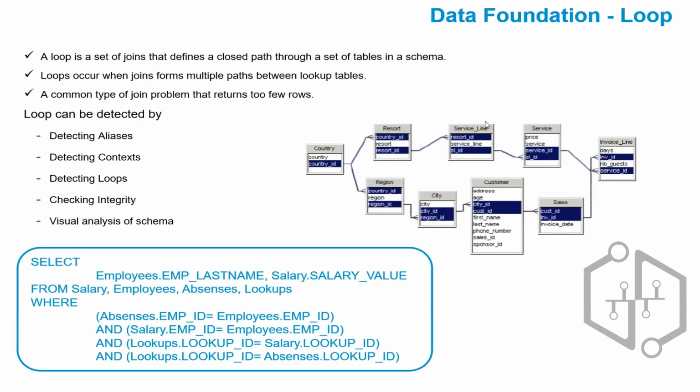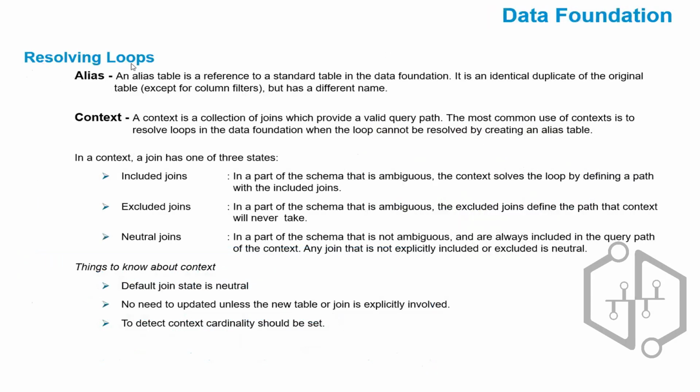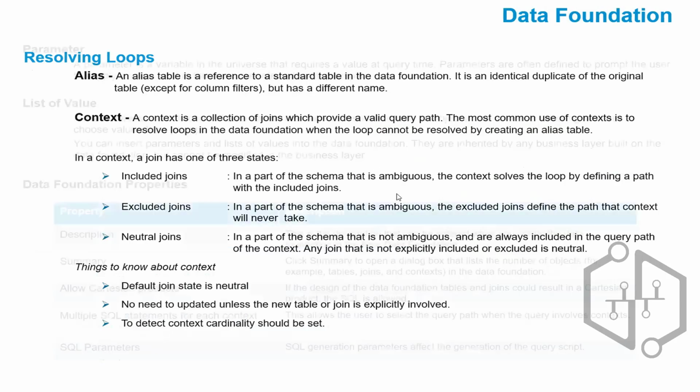So this is done, right? Now we have created a data foundation layer by inserting the required tables, by proposing the required joins, by detecting the cardinalities. And the loop is also formed, and we have resolved that loop by using an alias table. So if you see here, for resolving loops, we can create an alias table or we can create a context.